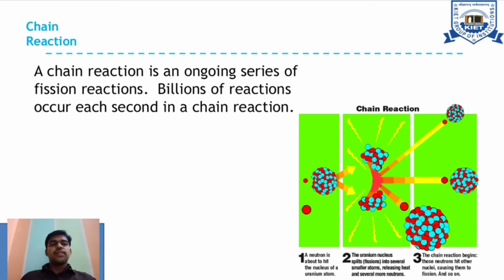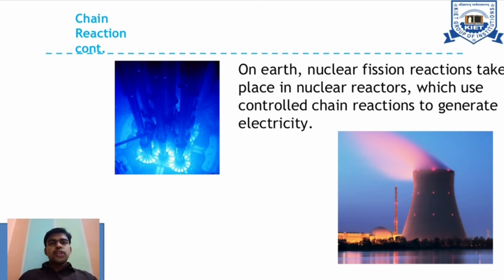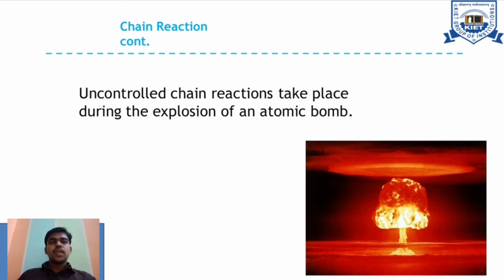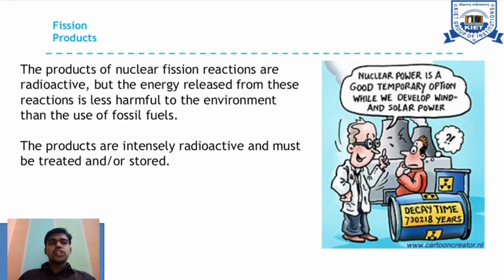In this chain reaction, those neutrons hit other nuclei, causing them to undergo fission. The continuation of this chain reaction, on earth, is what we consider nuclear fission reaction. At the same time, a nuclear reactor uses controlled chain reactions to generate electricity. So this is our major chain reaction process in the occurrence of nuclear fission reactions. Here comes the continuation. Uncontrolled chain reactions take place during the explosion of an atom bomb, and also produce fission products.